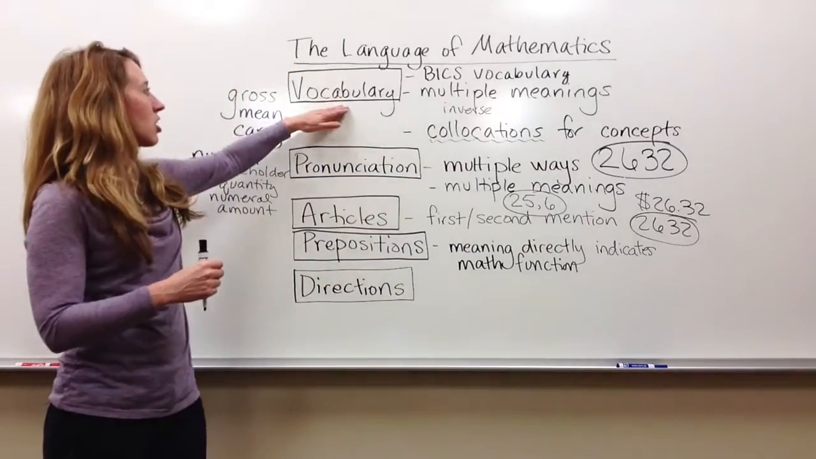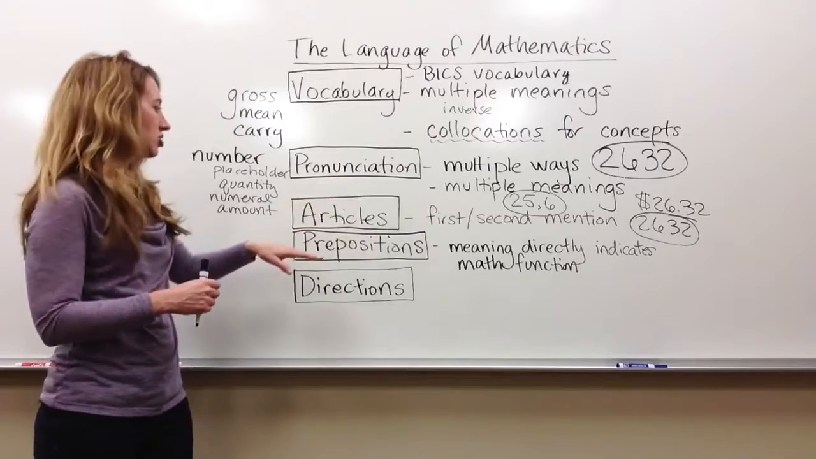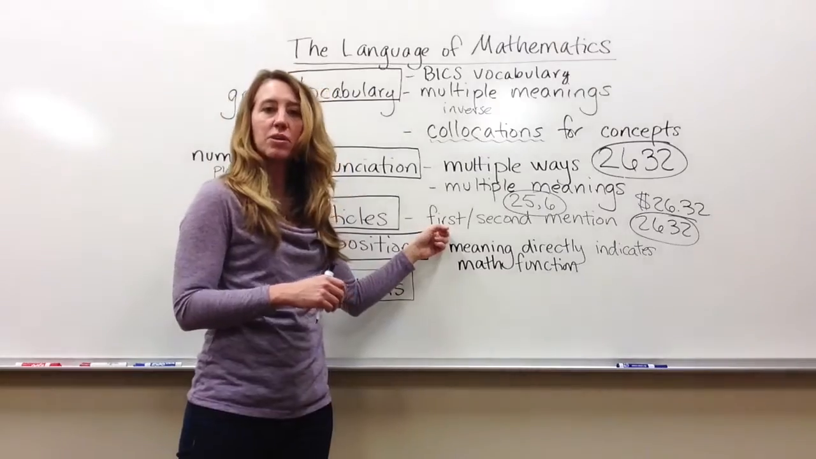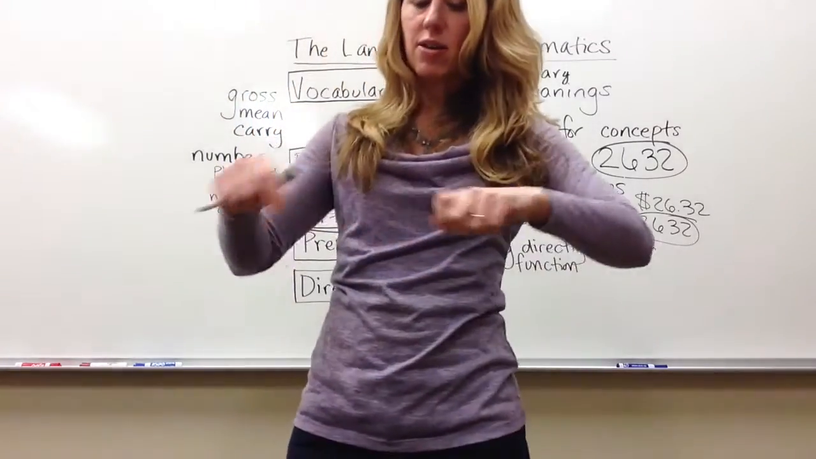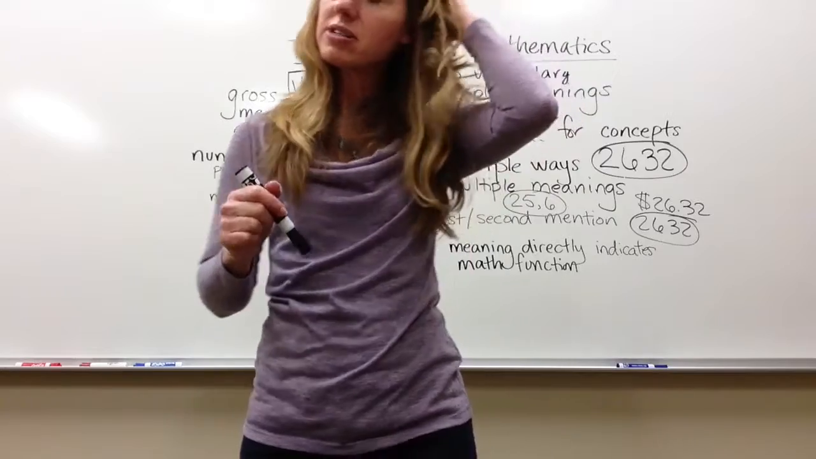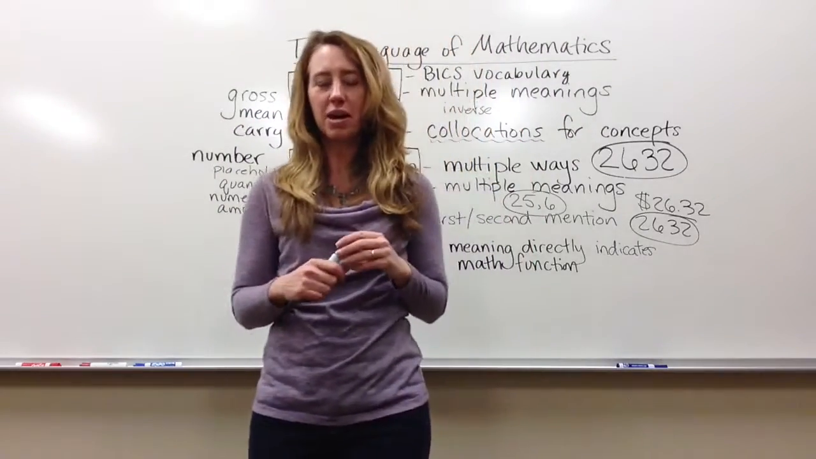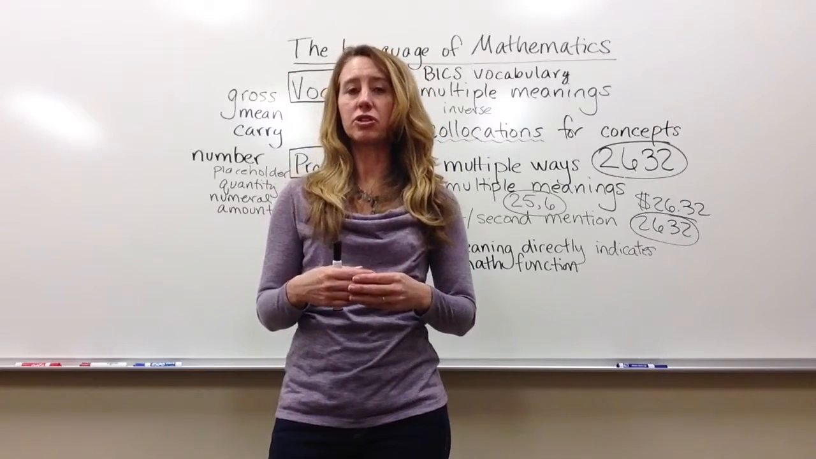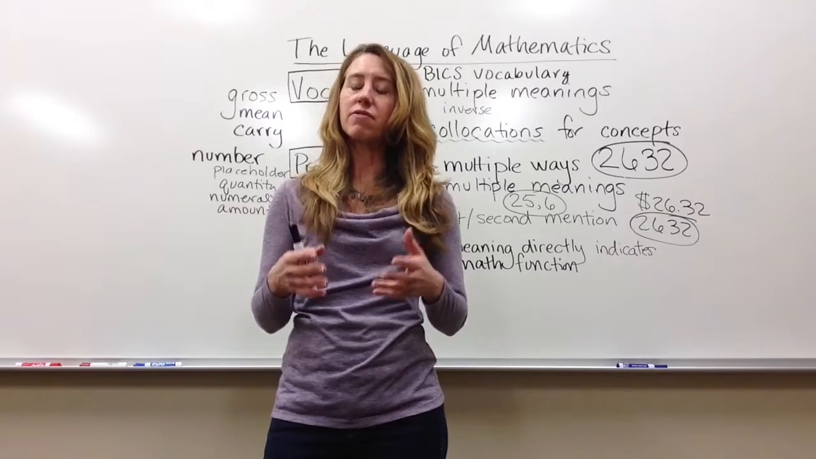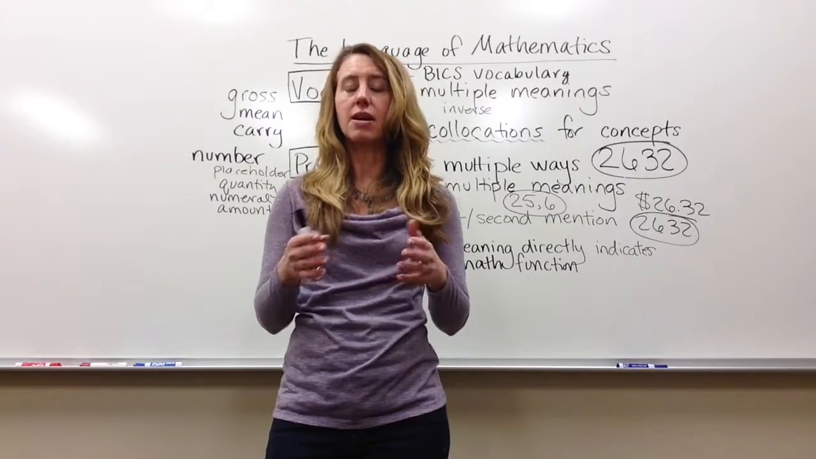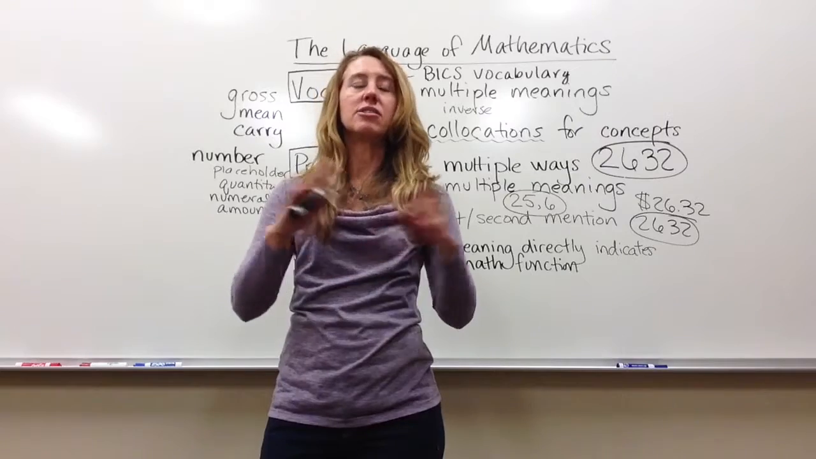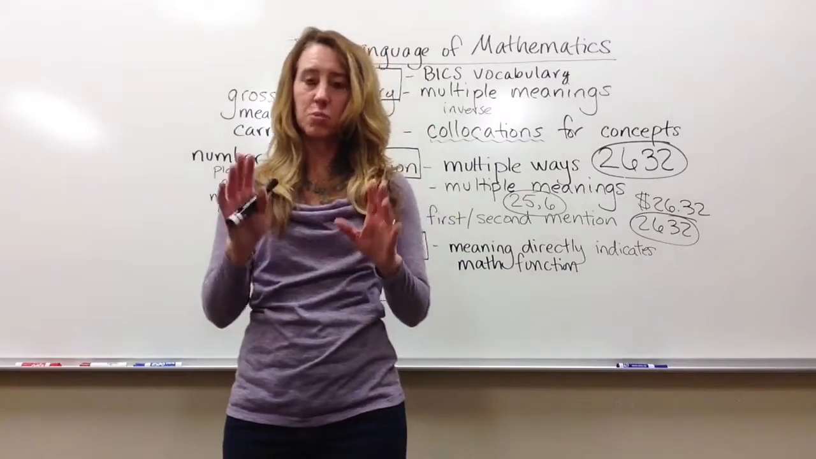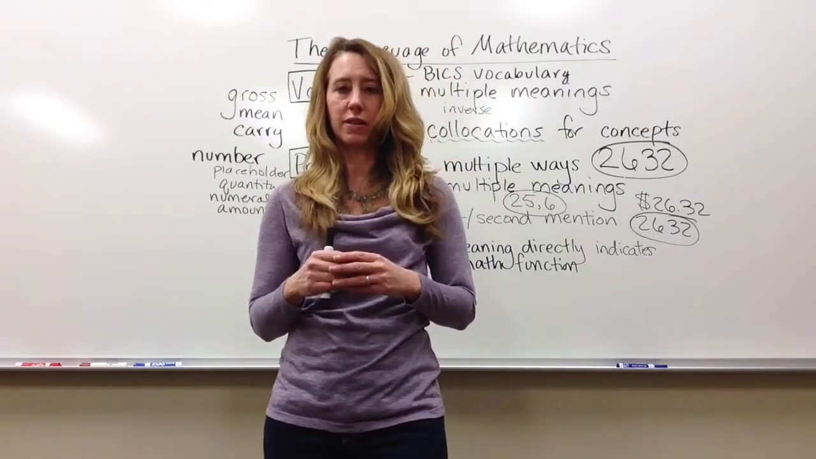All right, so we've talked about vocabulary, we've talked about pronunciation, and now we're going to talk about articles. Specifically, I have up here first and second mention. Let's go back a little bit in our math awareness and make sure that we're all on the same page about what this means. In English, the first time we refer to something, we use the indefinite article a or an. And we choose between a and an entirely on the spelling of the word that follows it. You can look up those spelling rules if you've forgotten them.